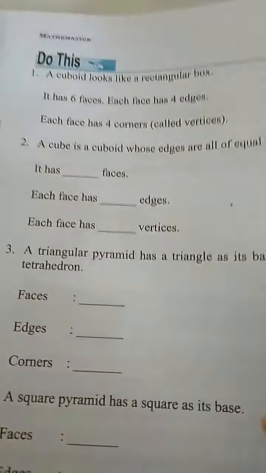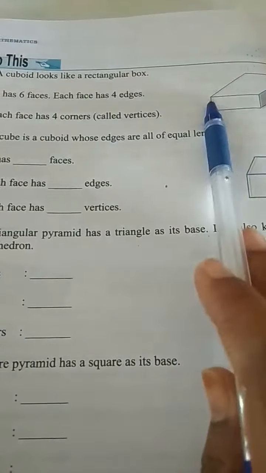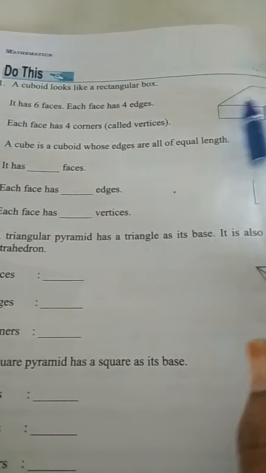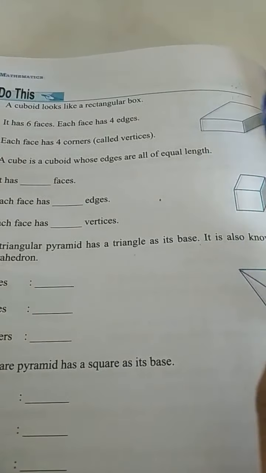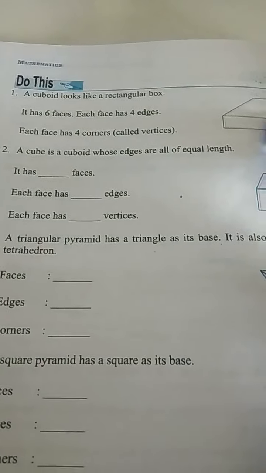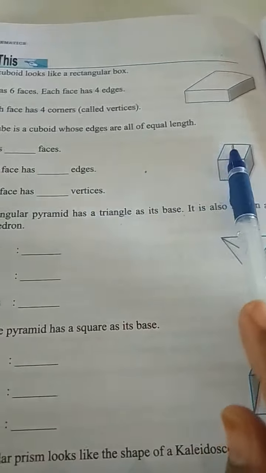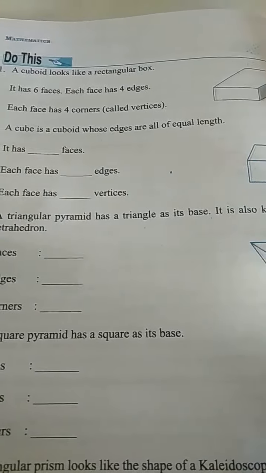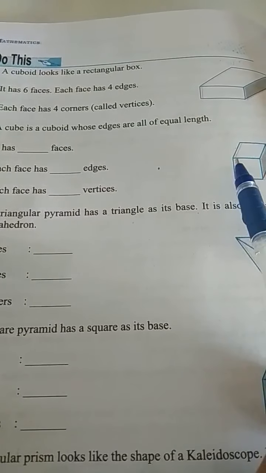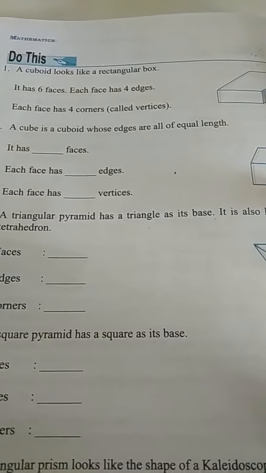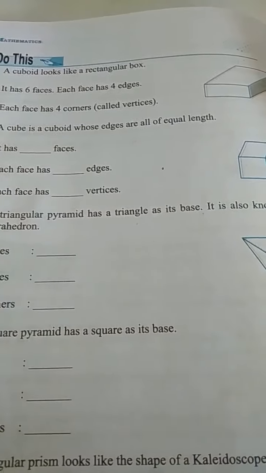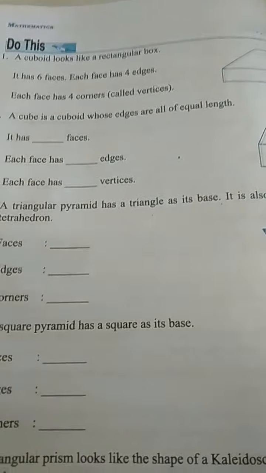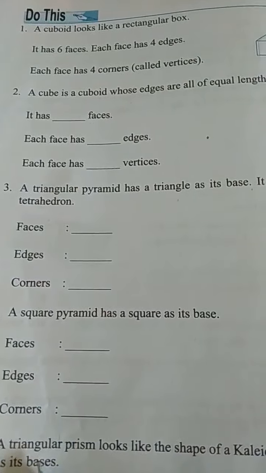Do this one. A cuboid looks like a rectangular box. It has 6 faces. 1, 2, 3, 4, 5, 6. 4 corners. 1, 2, 3, 4. Vertices. A cuboid has edges that are equal in length. It has dash faces. 1, 2, 3, 4, 5, 6 faces. Each face has edges. 1, 2, 3, 4. Each face has vertices. Yes. So this also you write in your classwork and complete it.